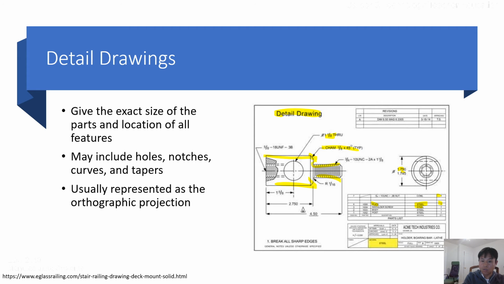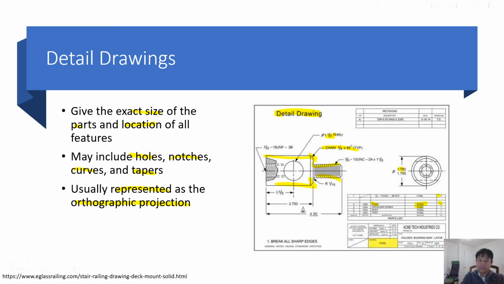This is about the curve. Yeah, we have a lot of detail on this chart. So this is the detail drawing, and it gives the exact size of the part and location, where we cut the material. It may include holes and notches, curves and tapers, and is usually represented as an orthographic projection.